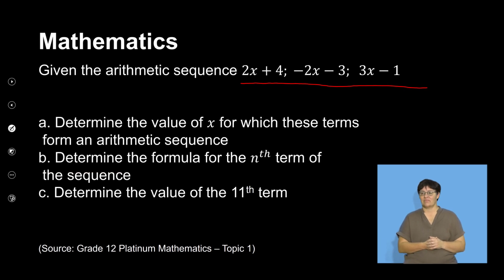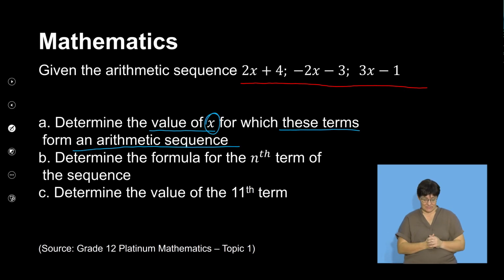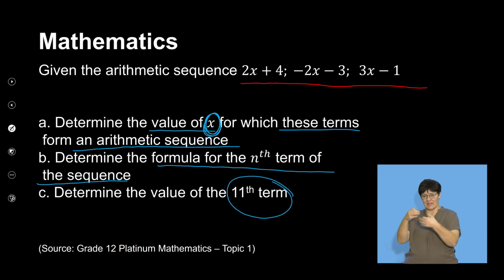So we are going to determine the value of x for which these terms form an arithmetic sequence. We're going to handle the x's first things first. So don't worry, we're going to get rid of those x's before you know it. Then B is asking me to determine the formula for the nth term of the sequence. Then C is asking me for the value of the 11th term.